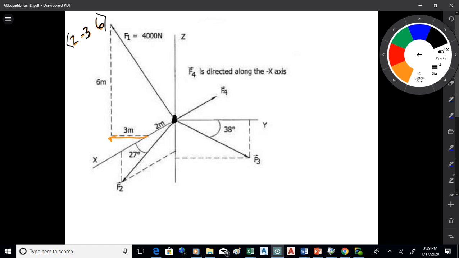Remember to watch your signs when you carry the unit vector through. It's common to drop signs, so we don't want to do that. There's only one of them to watch, but keep an eye on them.